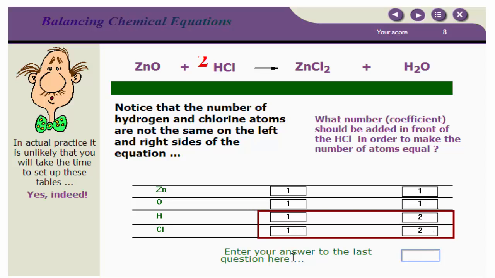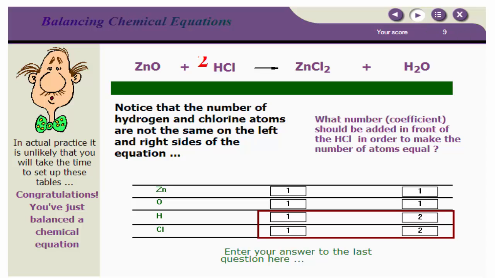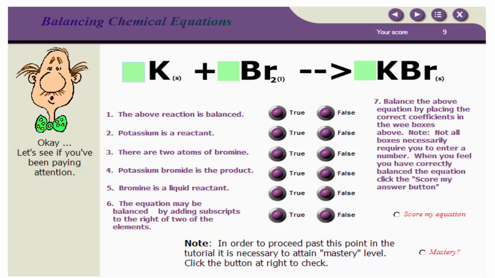We have to enter a coefficient in order to make that equal. And the coefficient would be 2. That's why that big red 2 is up there. Hopefully it goes away. You go to another equation. By the way, you have to attain a certain score here in order to get beyond this page. If you don't, then you have to go back and start all over again.